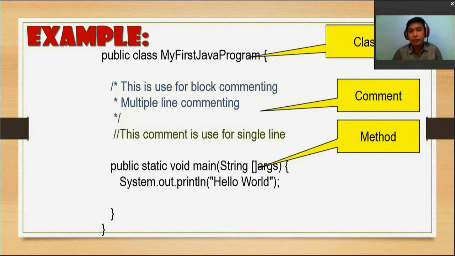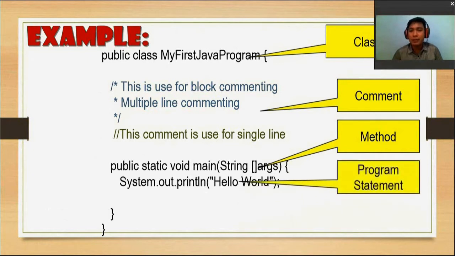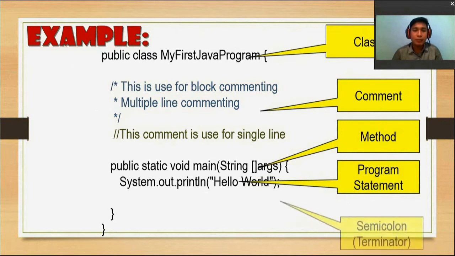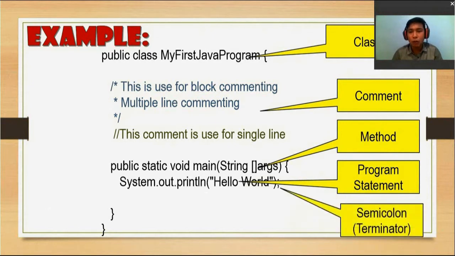Okay? Next, we have the program statement, for example System.out.println, which prints Hello World. So remember guys that everything inside the quotation marks is your output. Okay? Next we have the semicolon, or what we call the statement terminator. The semicolon means that we terminate the whole line and start another line.